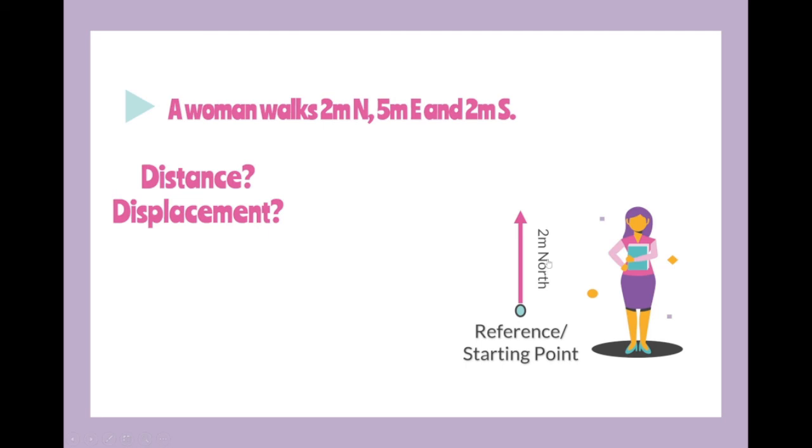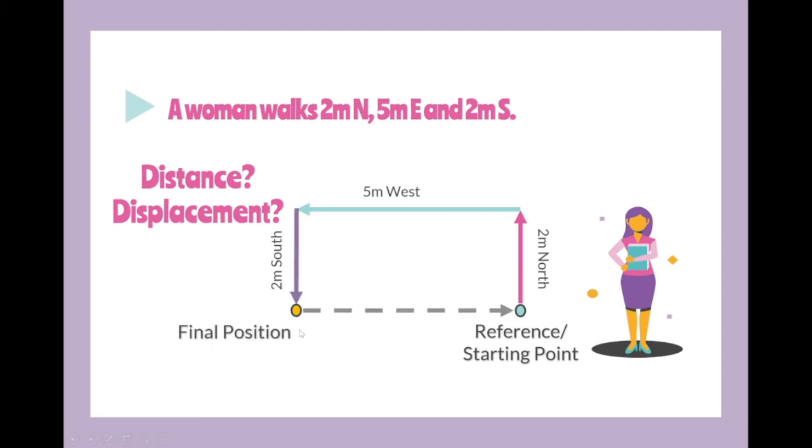From the tip of the arrow of the 2 meters north, with another given, draw another arrow 5 meters west. From the tip of the arrow of the 5 meters west, draw another arrow 2 meters south. So this is now our final position. And the displacement is measured from the final point to the starting point.